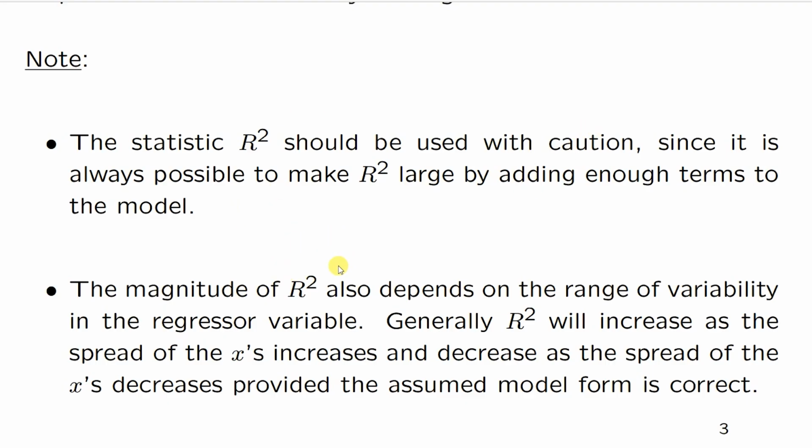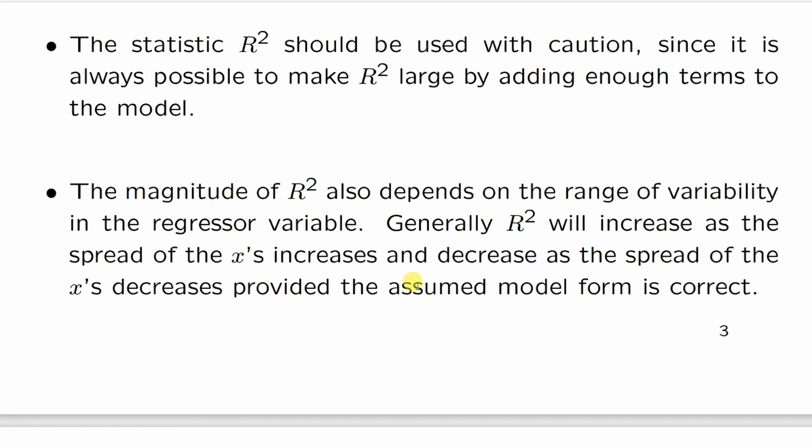The statistic R square should be used with caution because it is always possible to make R square large by adding enough regressor variables to the model. The magnitude of R square also depends on the range of variability in the regressor variable x. So generally R square increases as the spread of the x increases and decreases as the spread of the x decreases, provided that the assumed model form is correct.